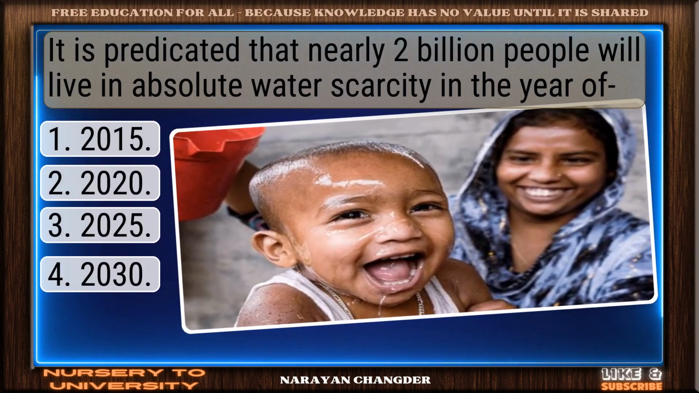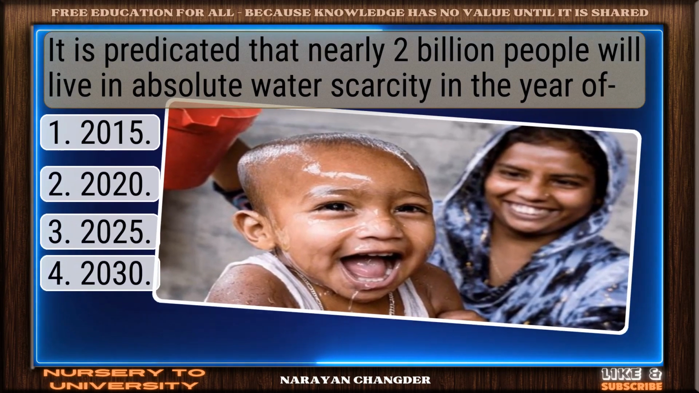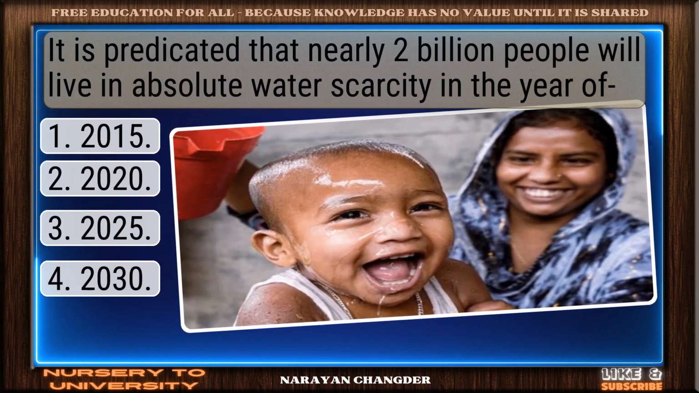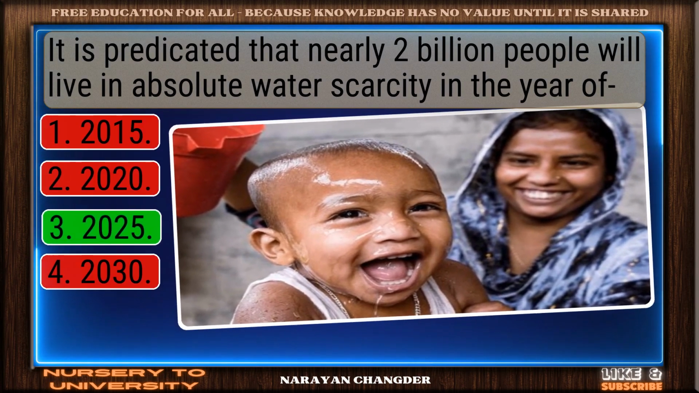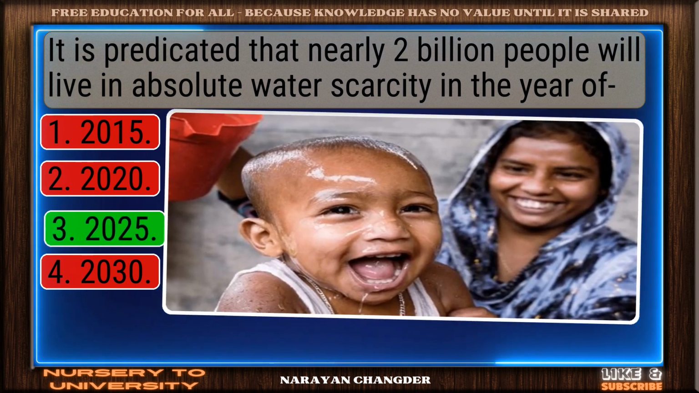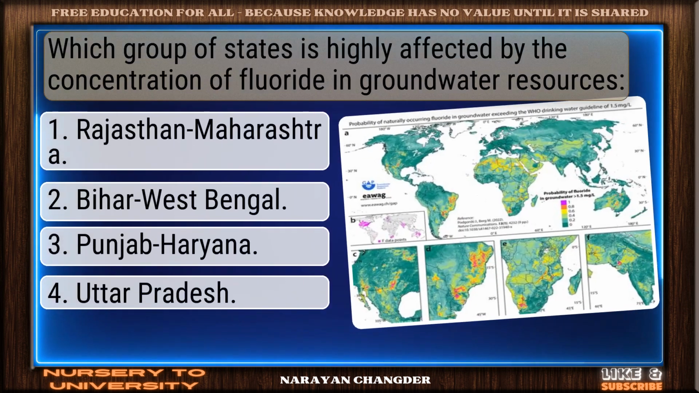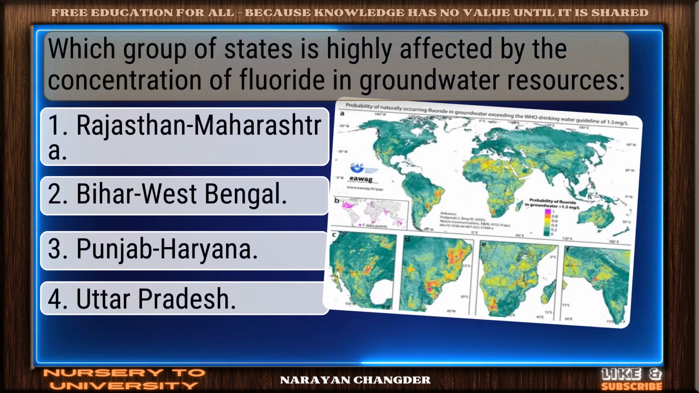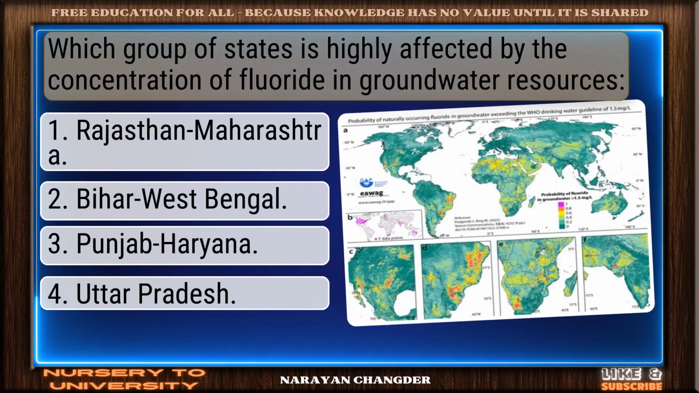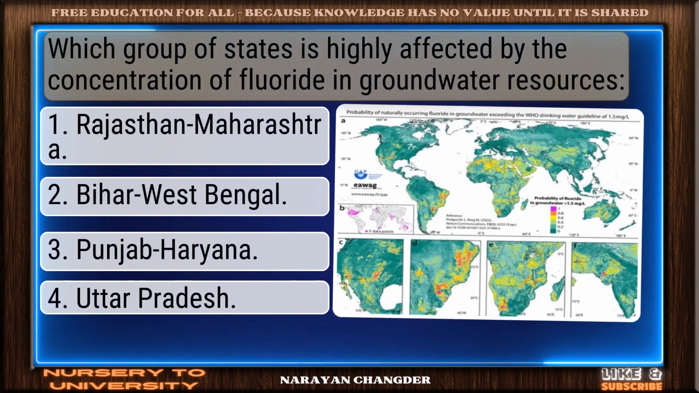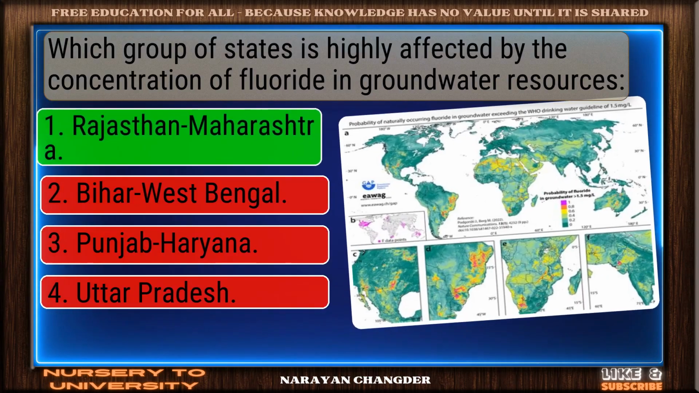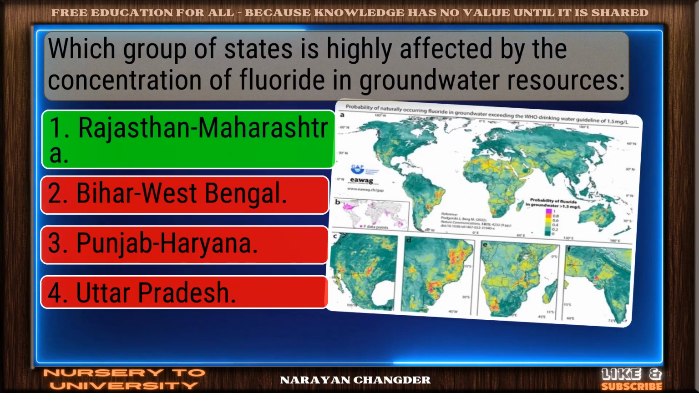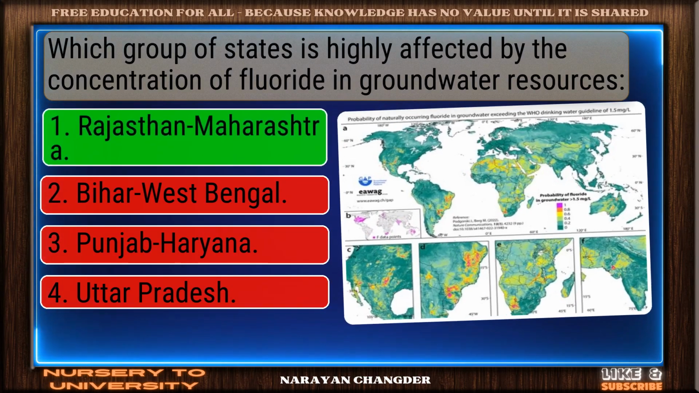It is predicted that nearly 2 billion people will live in absolute water scarcity in the year... Good job, 2025 works well. Which group of states is highly affected by the concentration of fluoride in groundwater resources? Solid response. Rajasthan, Maharashtra is valid.